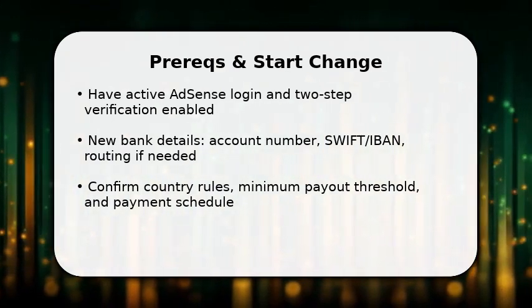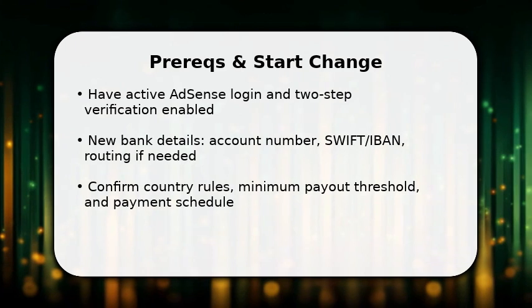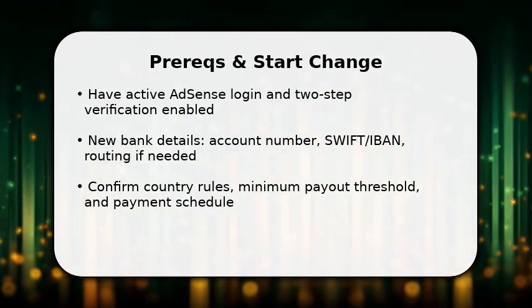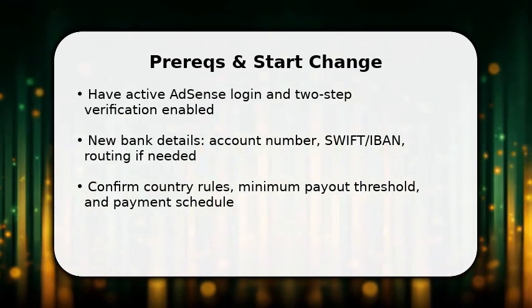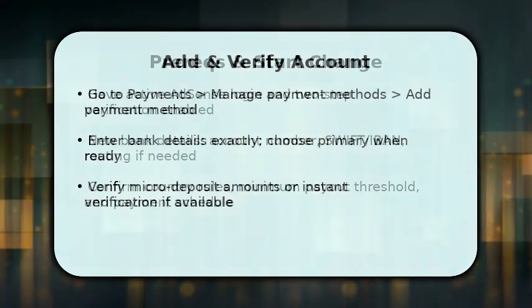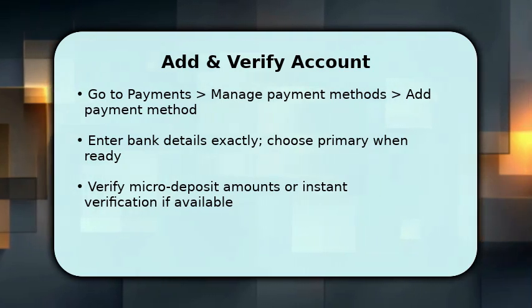Now sign in to AdSense and go directly to payments. This first step opens the form where you add or edit payment methods. Next, add the new bank. Go to Payments, Manage Payment Methods, and choose Add Payment Method.